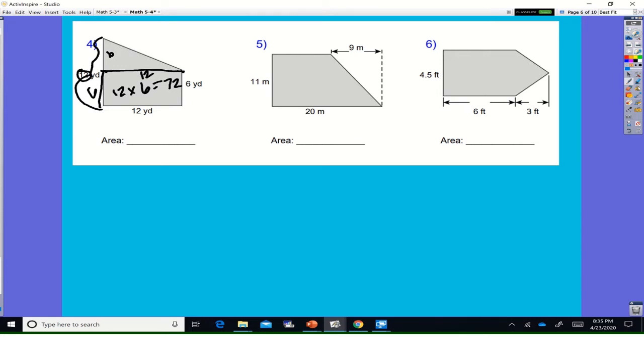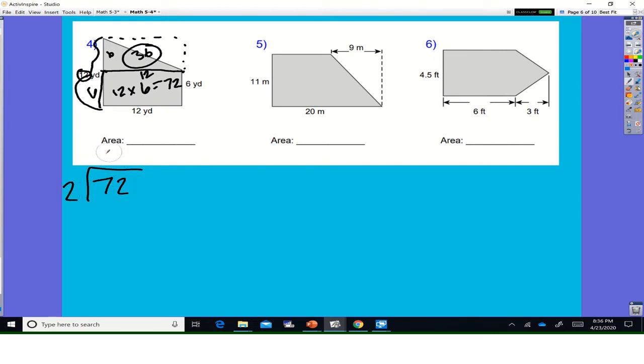And remember, if you look at your note sheet, area, we take 6 times 12, but then we times it by half because it's half of a rectangle or half of a parallelogram. Because if I would add another triangle there, we notice that we'd have a rectangle. So that's why we take half of it, because it's just half of a parallelogram or a rectangle. So we already know 12 times 6 is 72. Half of 72 is 36. Now, if you needed to divide that by 2 to figure that out, that's totally fine.